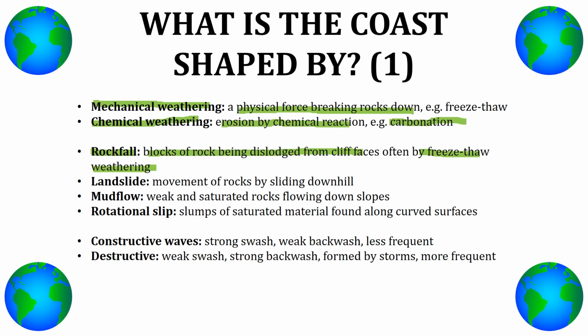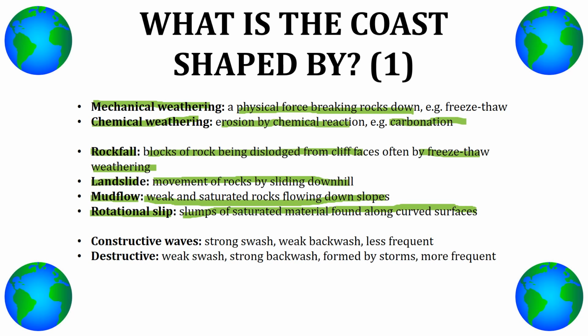The next one we've got is landslide, which is the movement of rocks by sliding downhill. Again, pretty simple concept. If you've got a permeable rock, so a soft rock such as clay, water gets in, it weakens it, and it slides downhill. Next we've got mud flow, so weak and saturated rocks flowing down slopes. Again, because rain, for example, has got in, added to its weight, and it's flowed or slid downhill. And lastly, rotational slip, slumps of saturated material found along curved surfaces. Don't really need to explain that further, but these for mass movement are pretty simple concepts.